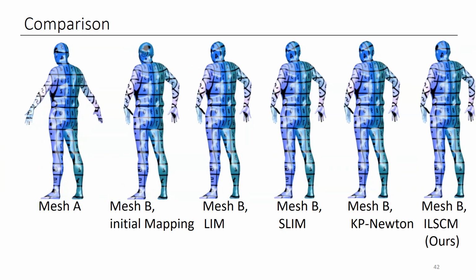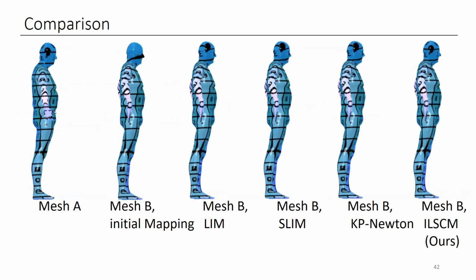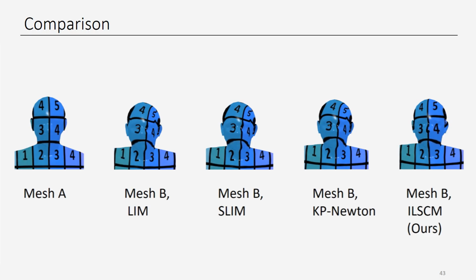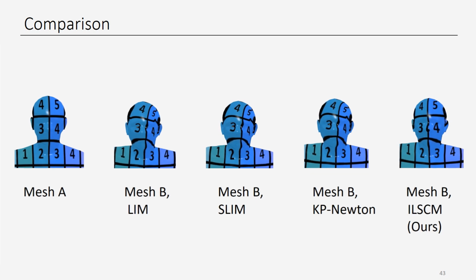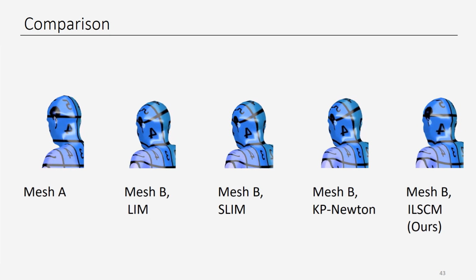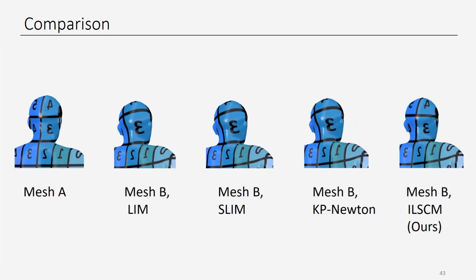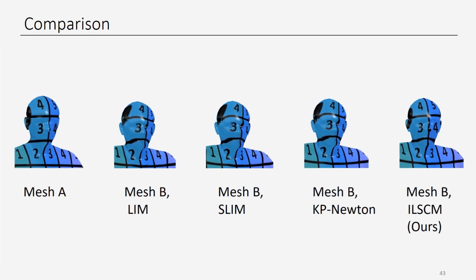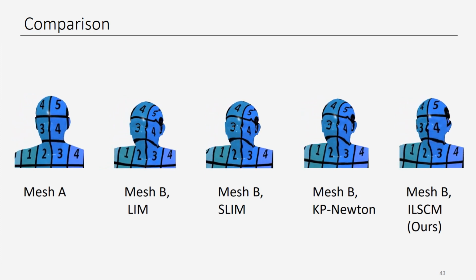Here's a qualitative comparison between LIM, SLIM, KP Newton, and ILSCM to conduct the mapping deformation, minimizing the LSCM energy for all methods. The distortion we just saw in the face region for LIM, SLIM, and KP Newton produces a weaker improvement of the mapping compared to ILSCM. We kindly refer the audience to the paper for additional comparison.